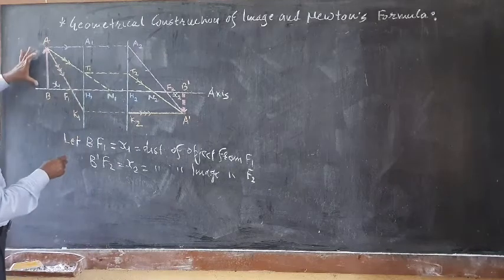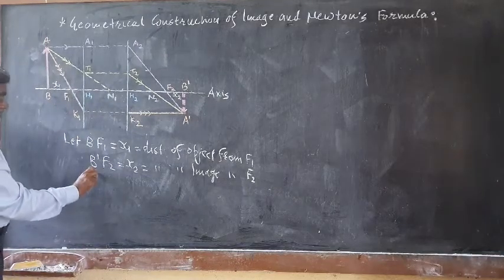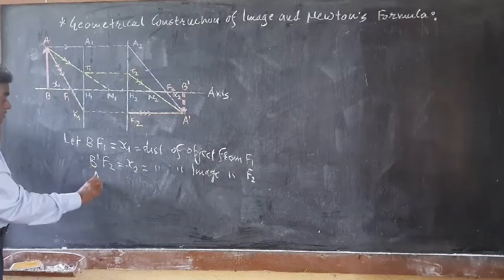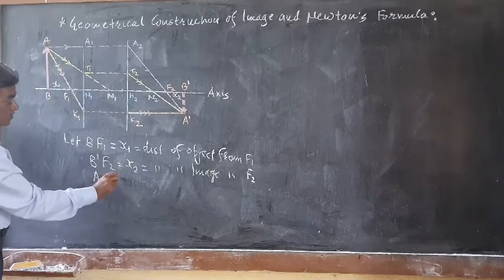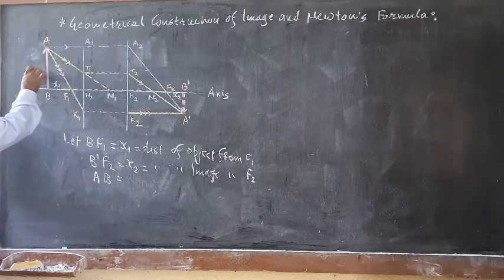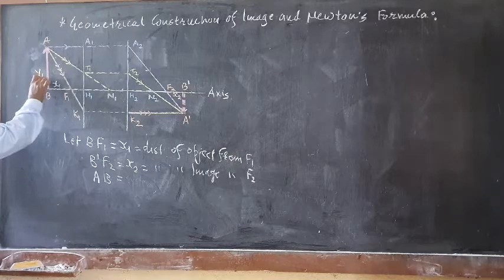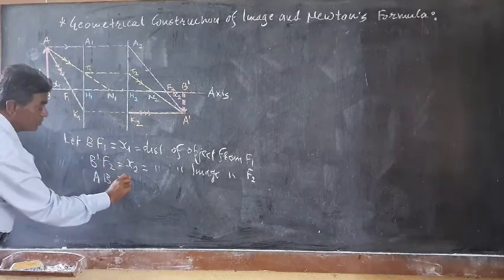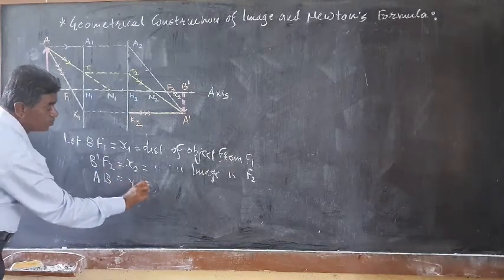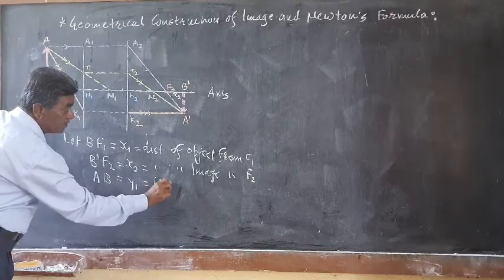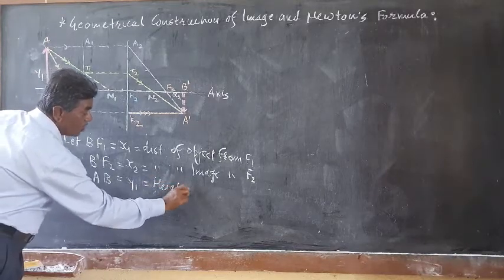Similarly, this AB is, suppose, y1, the height of the object. So this is equal to y1, the height of the object.